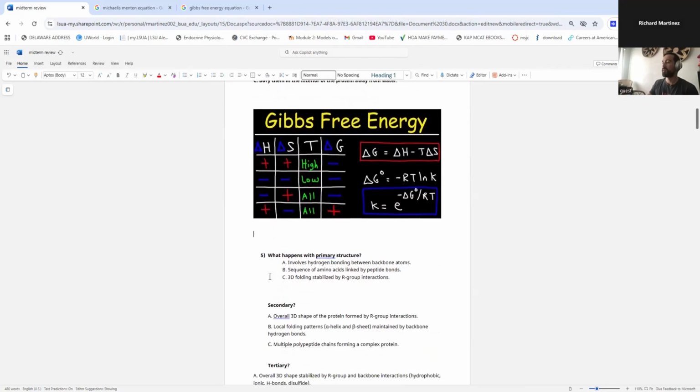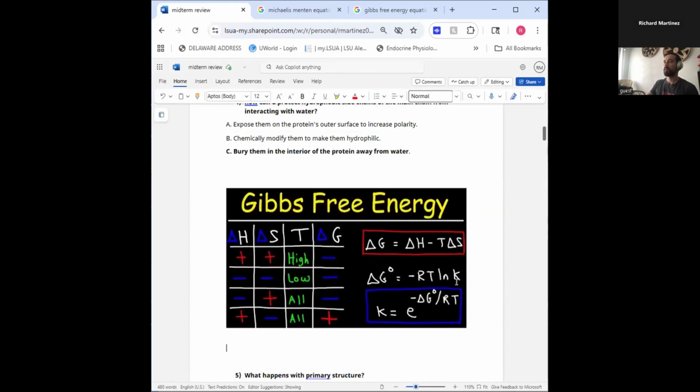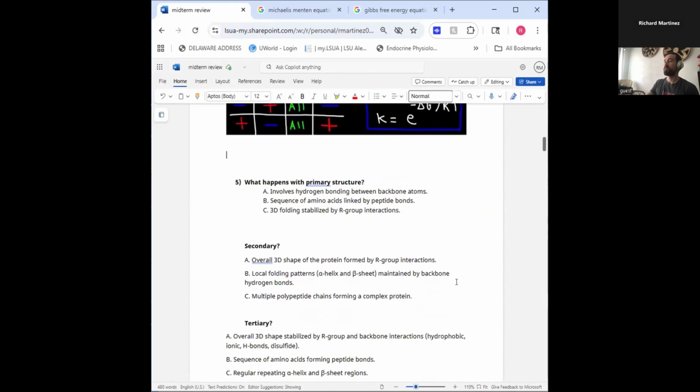Okay, so question number 5. Take a second to look at it. Now we're getting into the primary structures. What happens with the primary structure? We want to be thinking about that. What happens with primary structure? This is a very simple question.